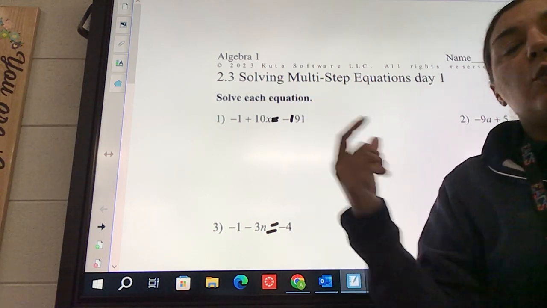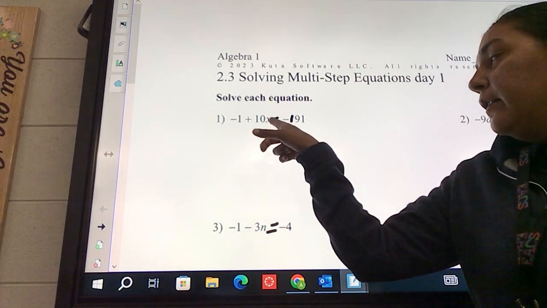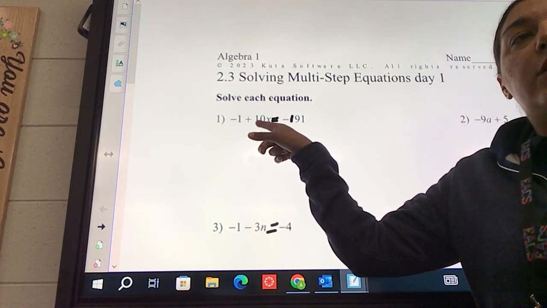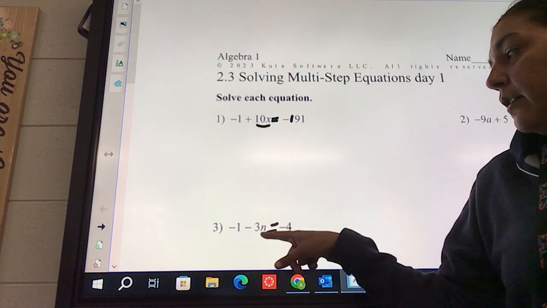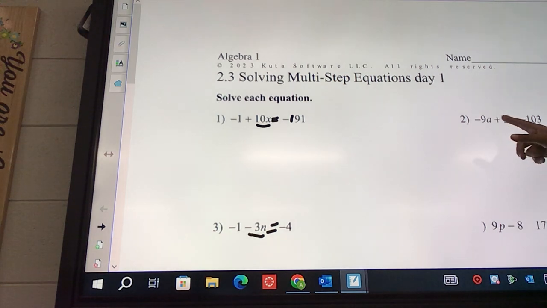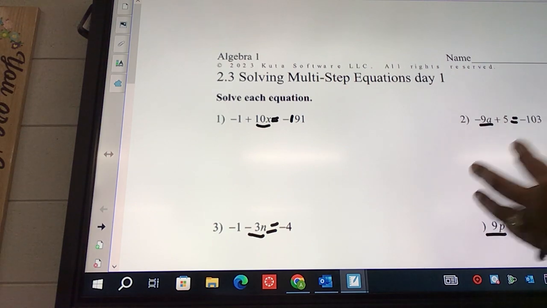Okay, so with multi-step, see how there's an X and there's a number by it? You move that number last. Same thing here. We're going to move the 3 last. So you move the other one first. So on this one, what would get moved last? The 9, okay? Because it's by the letter. The 9 gets moved last. Okay, on this one, the 9 gets moved last. So that is a very important part.